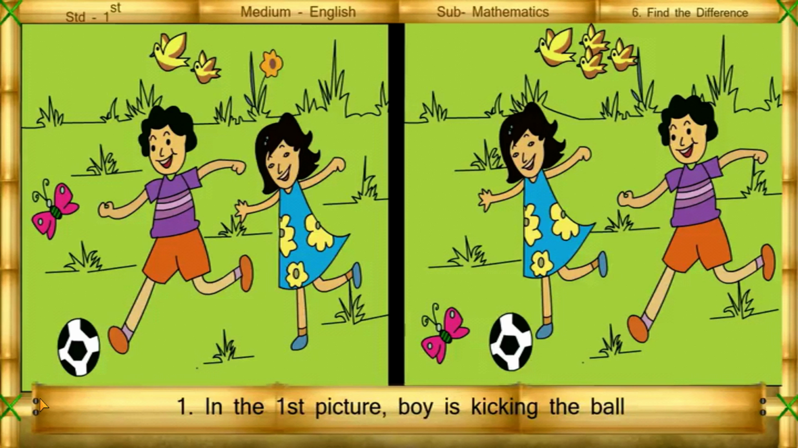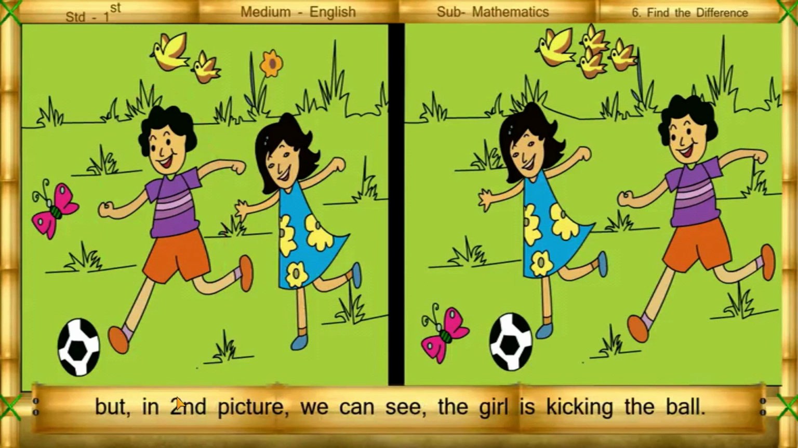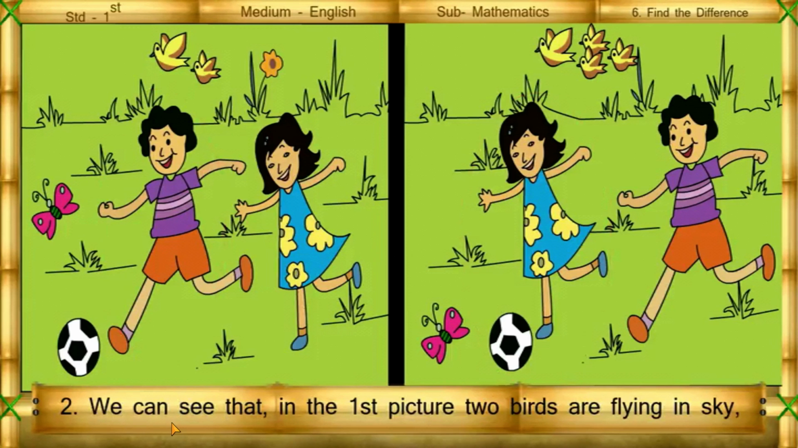1. In the first picture, the boy is kicking the ball. But in the second picture, we can see the girl is kicking the ball. 2. We can see that in the first picture, 2 birds are flying in the sky. But in the second picture, we can see 4 birds are flying in the sky.